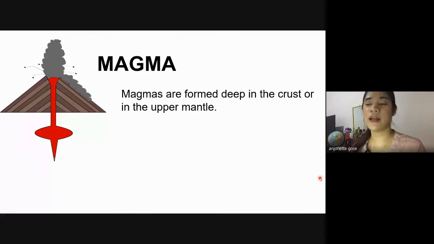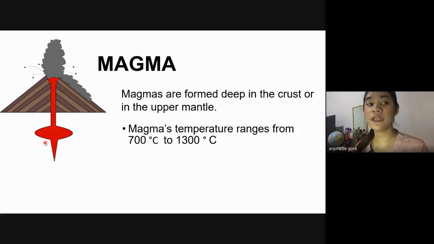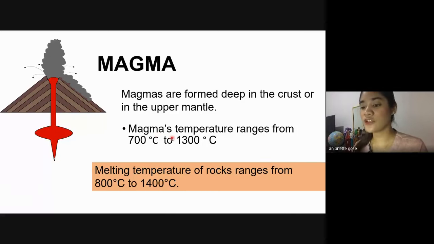So that is for the magma. Also, magmas are found deep in the crust or in the upper mantle. So yung volcano, of course, yan ay matatagpuan sa Earth's crust. Pero yung magma source or yung magma chamber ay connected yan sa upper mantle. Now, the temperature of magma ranges from 700 to 1,300 degrees Celsius. So this is the magma. Ang temperature niya ay ito. And take note, the melting temperature of rock ranges from 800 degrees Celsius to 1,400 degrees Celsius.